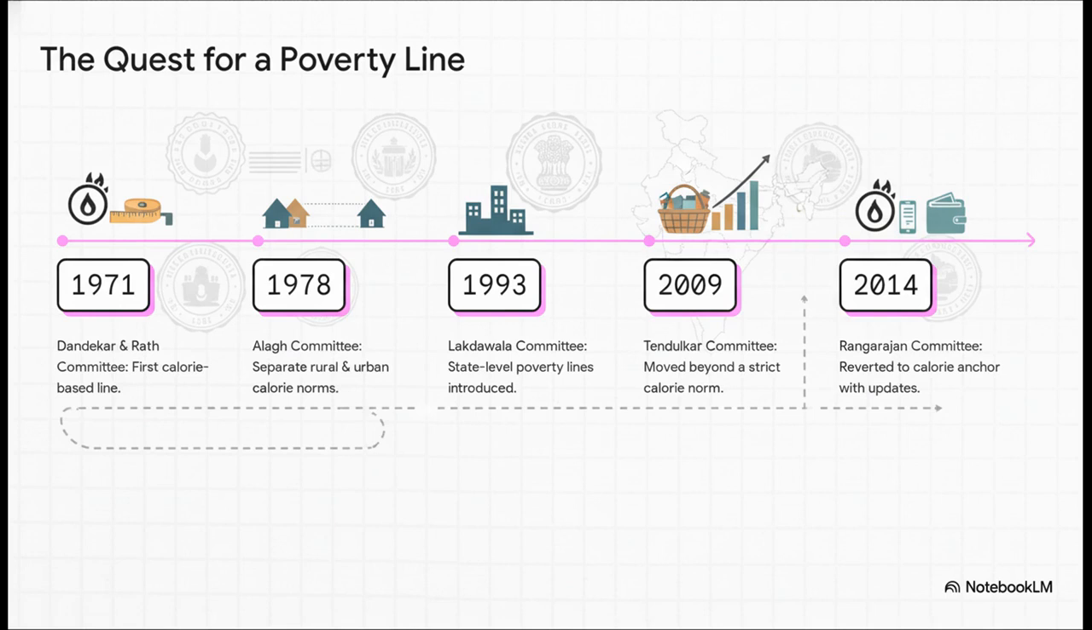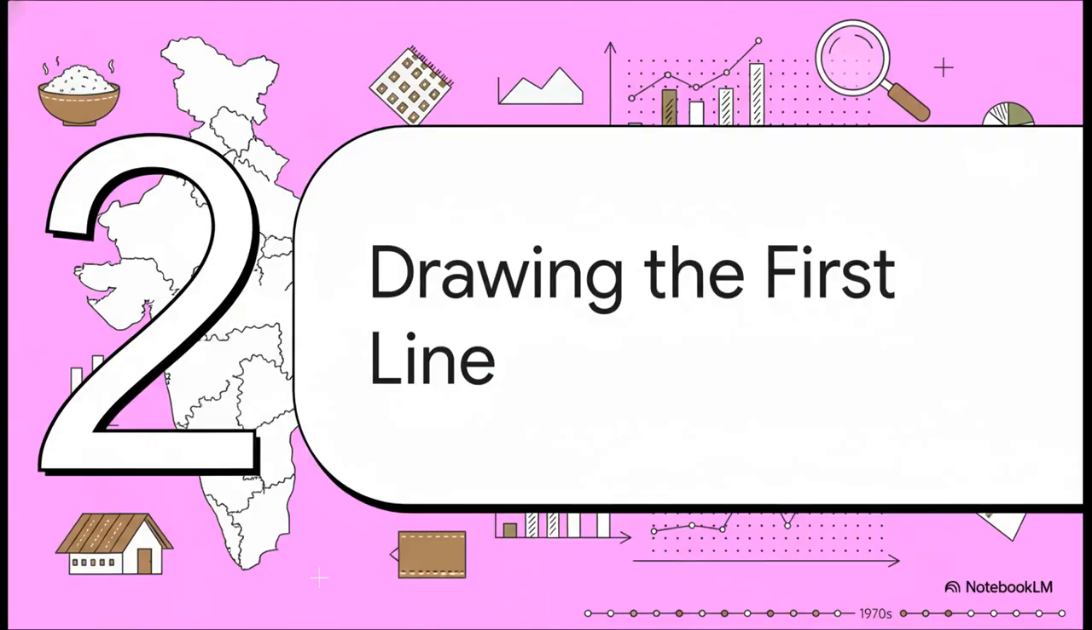Starting all the way back in the early 70s, a whole series of expert committees were put together, each one tasked with drawing and then redrawing this incredibly important line. Each built on what came before and, as we'll see, sometimes they completely tore it all down and started over. To really get what these committees were trying to do, we need to be crystal clear on what exactly they were all trying to define.